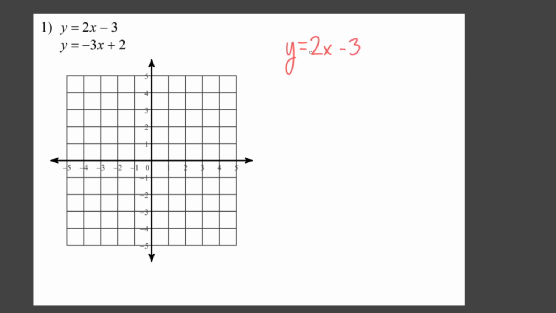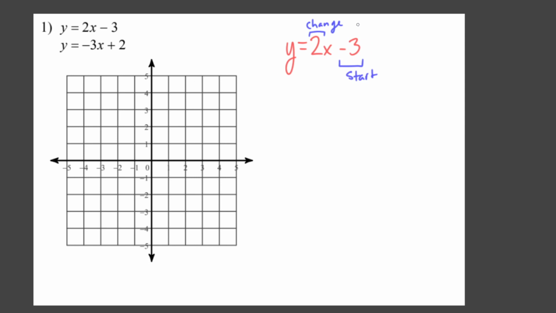Remember that we have two parts. This is like a code for how we're going to put together our graph. We are given our y-intercept, which is where we start our graph, and then we also have our slope, which is how the graph changes. Cool?